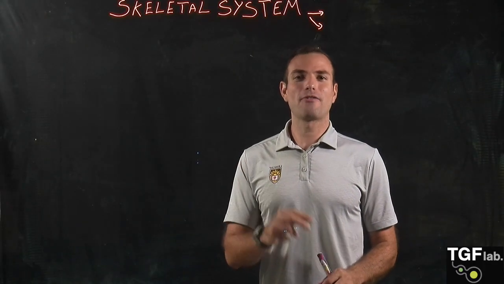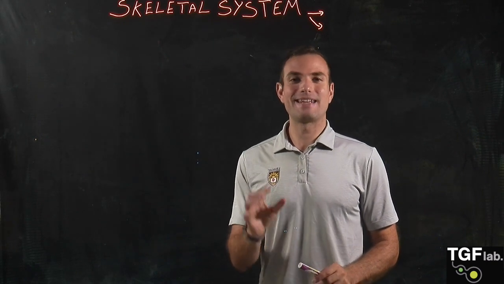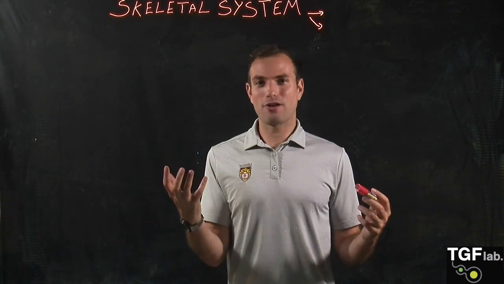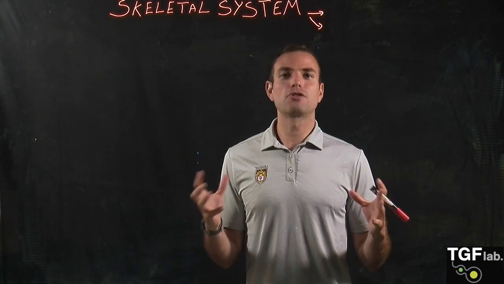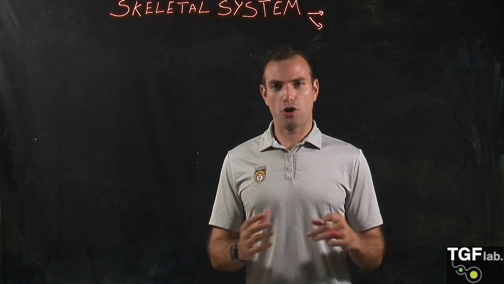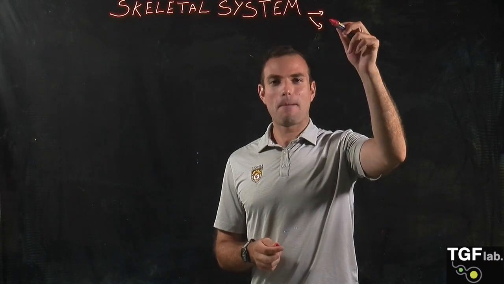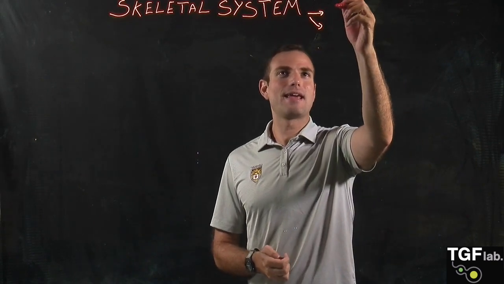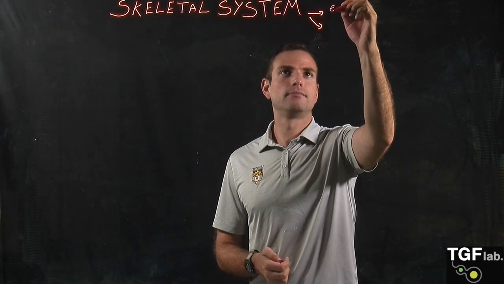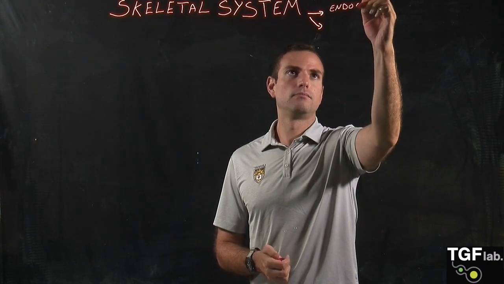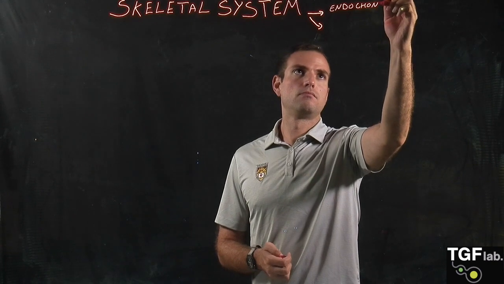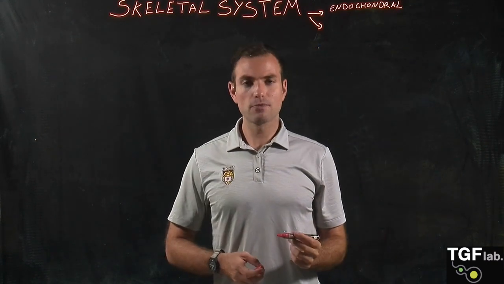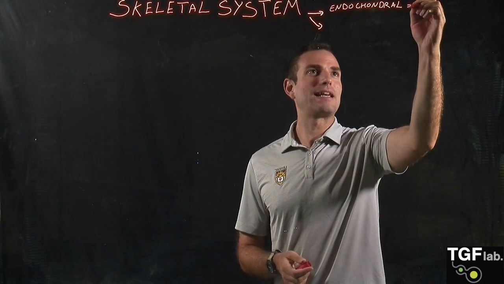In the second part of the video, we are going to look at the two different processes of bone formation. They depend on whether our bones are flat or long. The first process of bone formation that we are going to look at is the endochondral ossification. This is the process that happens in long bones.